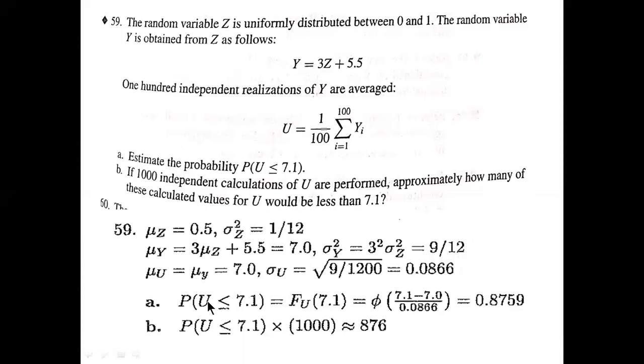Then we first estimate the probability P of u less than or equal to 7.1, and that is nothing but the CDF corresponding to 7.1, that is phi of 7.1 minus 7.0 divided by 0.0866. For this value, we need to see the table for the normal distribution, and we'll get the value. The second part is for 1000 independent calculations. We need to multiply this figure by 1000, and we'll get 876.